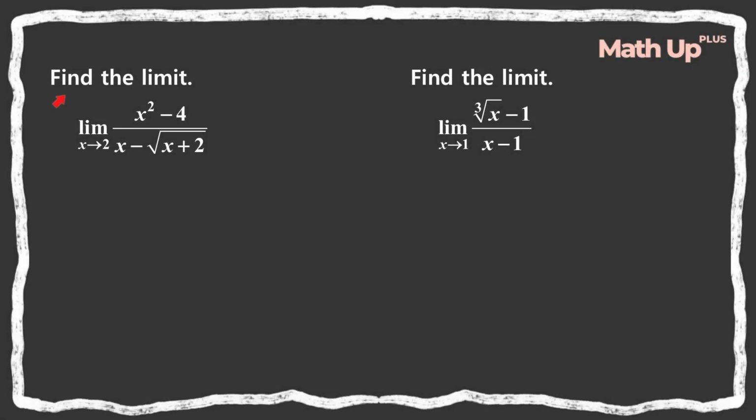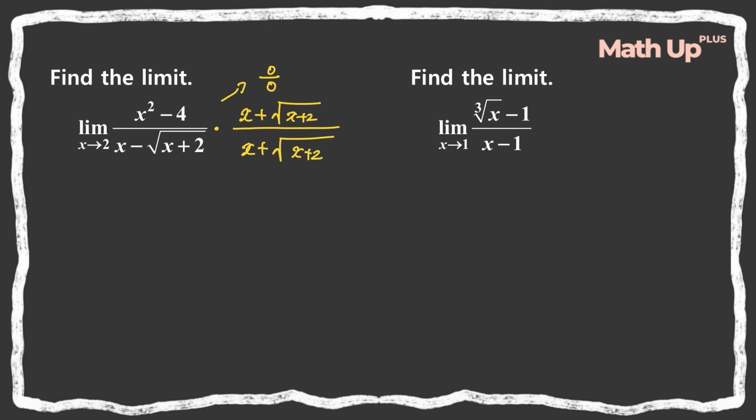The question is to find the limit. If we substitute 2 for x, then that's going to be equal to 0 over 0. So what we have to do is rationalize this expression because we have a square root, right? So we're going to multiply both the numerator and denominator by x plus square root of x plus 2.